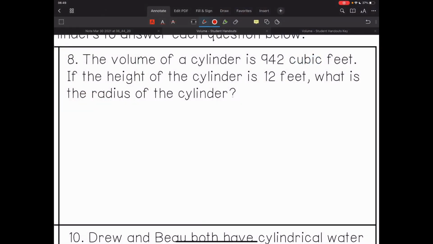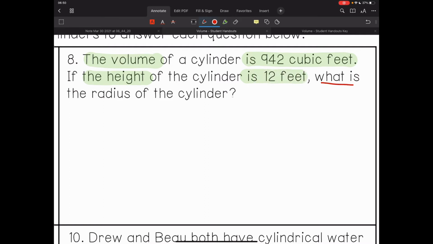All right, we have a word problem in front of us now. So we're going to read this carefully, get all the information we need, and see what it is we have to do. So it says the volume of a cylinder is 942 cubic feet. All right, that's a little different here because it's telling us what the volume is. In all of the other problems, we had to calculate the volume, but now we know what it is. So let's see if there's anything else that's different. It says the height of the cylinder is 12 feet.